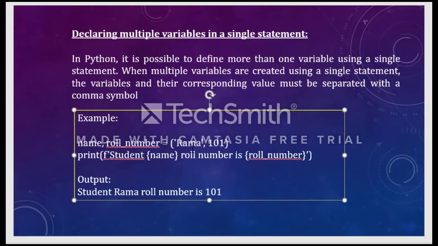So what happens is, in this example, Rama will be stored in the variable called name, and 101 will be stored in the variable called roll number. So name is equal to Rama, roll number is equal to 101. Okay, but whereas in other programming languages, I need to write it in two statements. Like name is equal to Rama, it is one statement. Then in the next statement, I need to write roll number is equal to 101. But here in Python, we can declare multiple variables in a single statement.